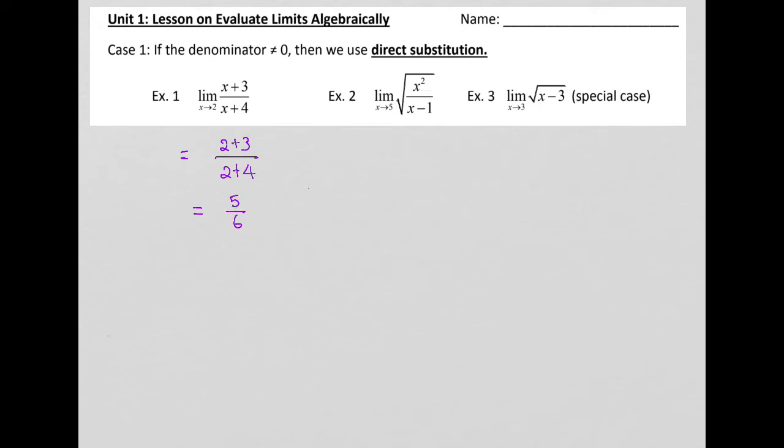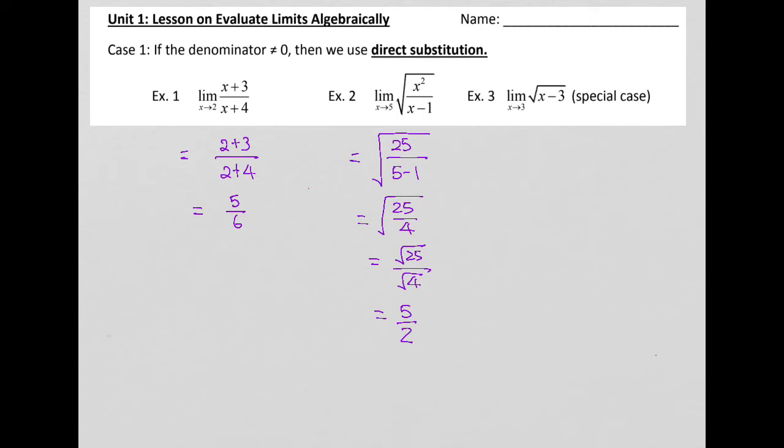Example 2. If I put the 5 into the square root inside the denominator, 5 minus 1 is going to be a square root of 4, which is not a 0. That means I can do the direct substitution again. So this equals to square root of 5 squared is 25, 5 minus 1, which is square root of 25 over 4, which means square root of 25 over square root of 4, which is going to be 5 over 2.